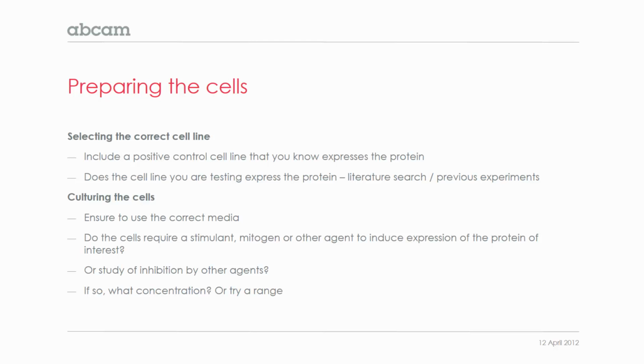You may also find that the cells require some sort of stimulant, mutagen, or some sort of other agent to induce the expression of the protein that you're interested in. Or perhaps you may want to study the inhibition of your protein by some agents. So you need to consider what concentration you need to use this agent at, or you may need to try a range. Again, you could start by a literature search to find out if there's any information to start with.